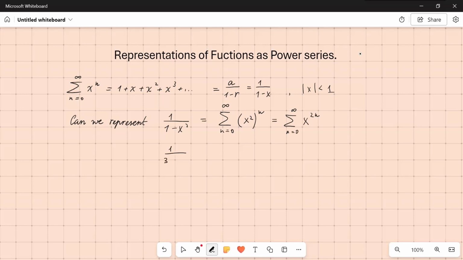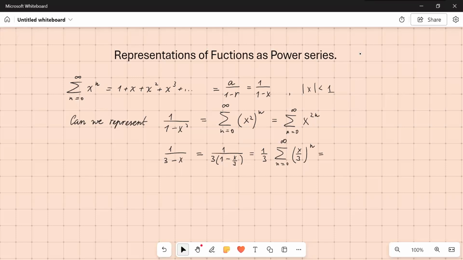Something more complicated. How about this one, 1 over 3 minus x? Can we represent this one? Yes, there are two ways to represent this one. Way number one, we need to modify this denominator to bring it to the shape of 1 minus x. How do we do this? We are going to take 1 over 3 outside of parentheses, and then 1 over 3 sits by itself, and this one is going to use a new x, x over 3, to the power of n, like we have it over here, from 0 to infinity.